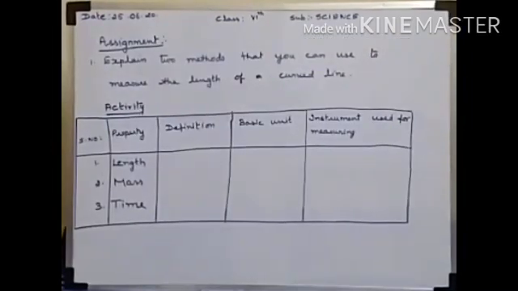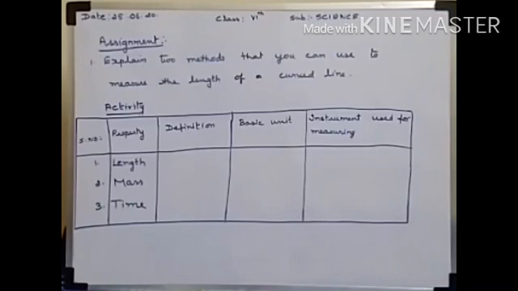Now, assignment. I'll give you one question. That's a long answer. You can write it. Okay, children. The question I am giving is, explain 2 methods that you can use to measure the length of a curved line. For this, the answer is, there are 2 methods to measure. First method is to measure the length of a curved line using a string. And the second method is to measure the length of a curved line using a divider.